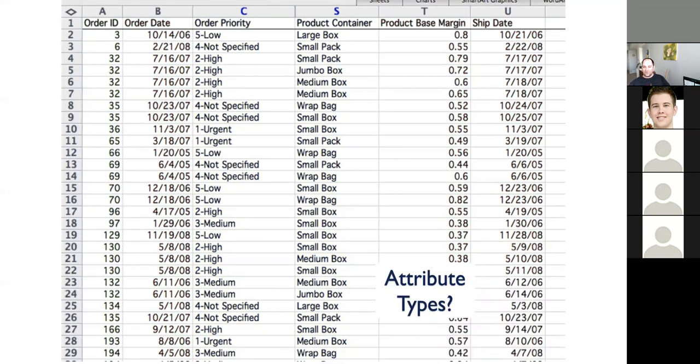Interval, ratio, nominal. I see a lot of interval and ordinal. I would say it's interval. What about order priority?